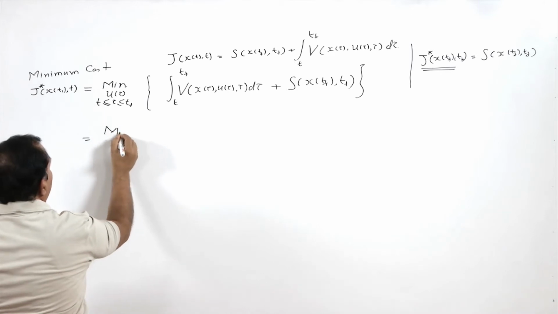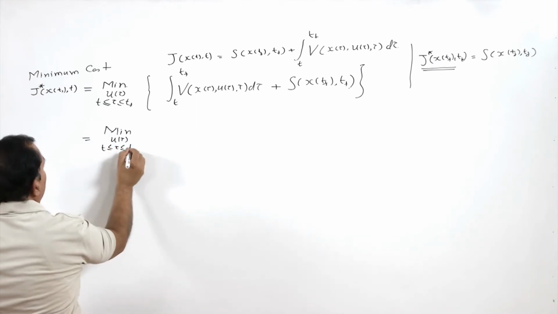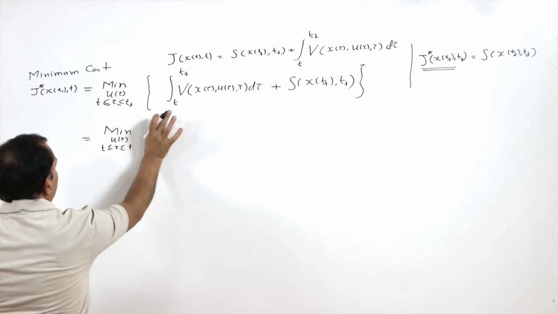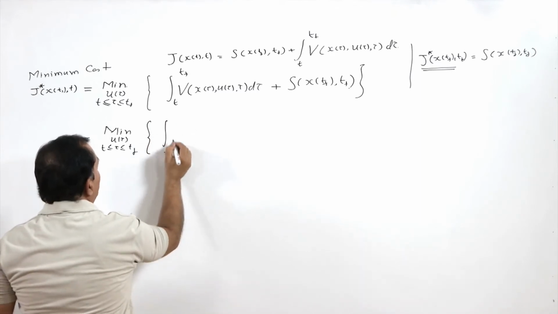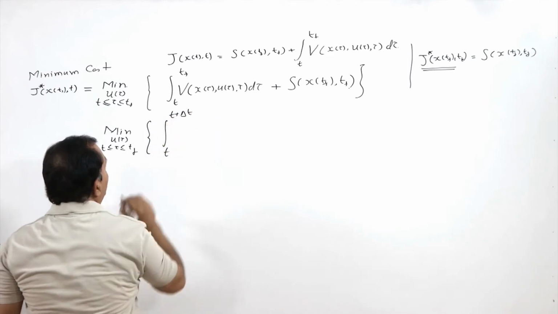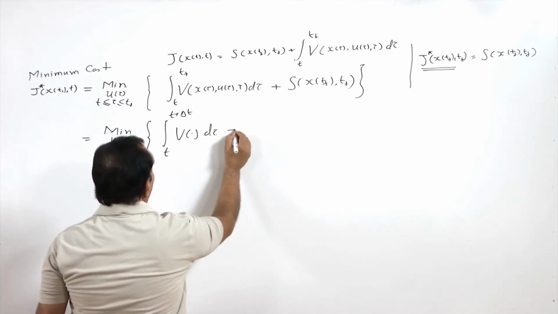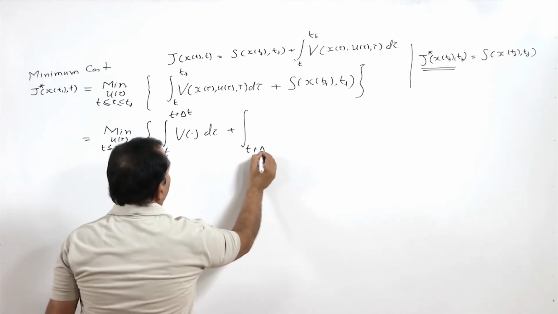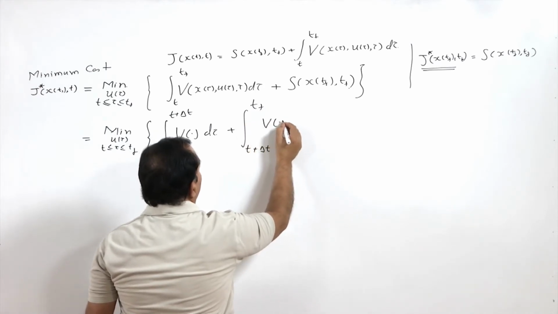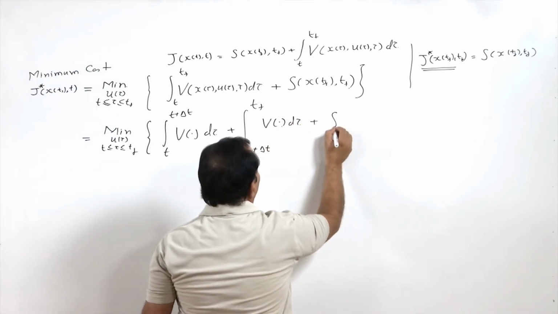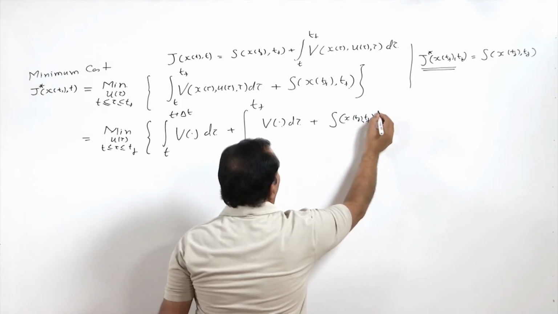So, I can write this as the minimum over u tau, for tau from t to t f, and this integral I break from t to t plus delta t of V d tau, plus the integral from t plus delta t to t f of V d tau, plus my S at the x of t f point.